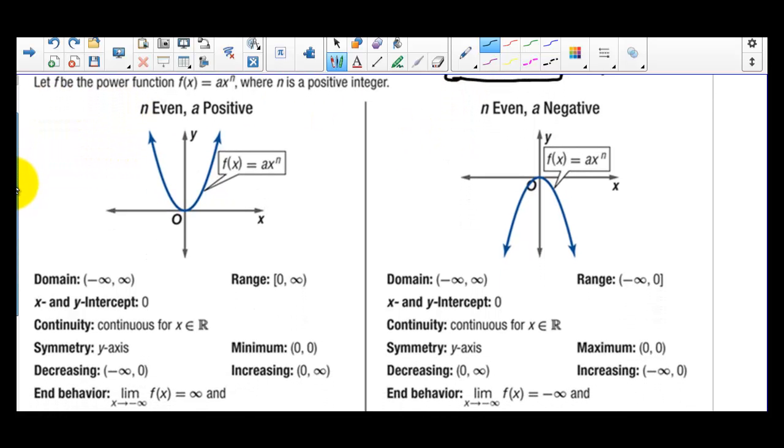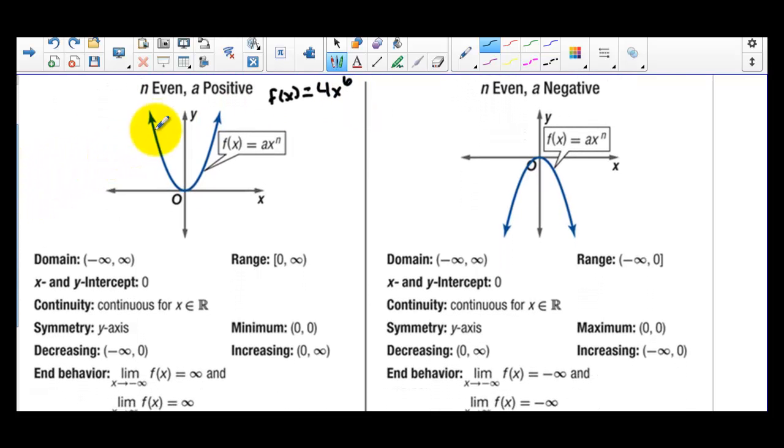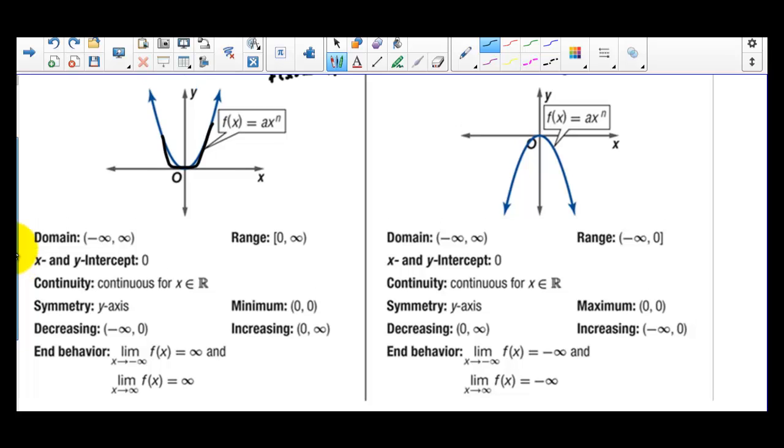If n is even and a is positive, so if f of x were to equal, let's say, 4x to the sixth, the function will look something like this, but with x to the sixth, it would be a lot flatter at the bottom. It would look something more like that. But regardless, these properties will remain the same.